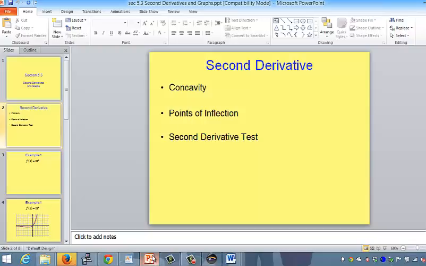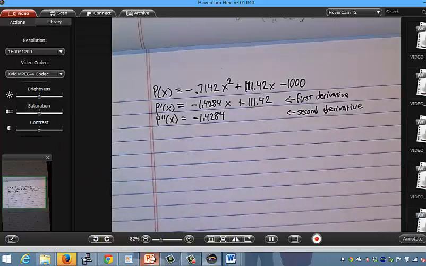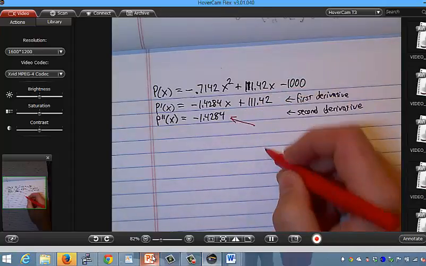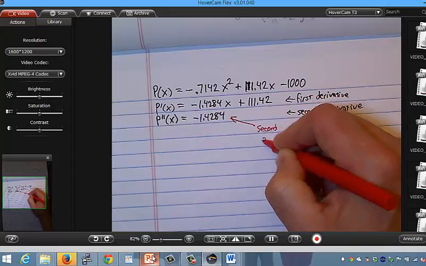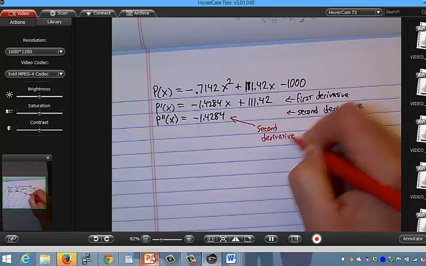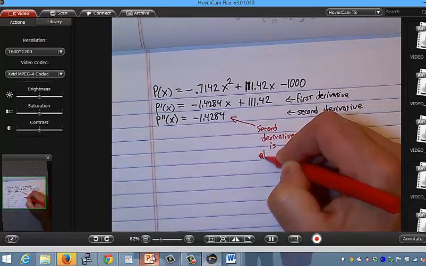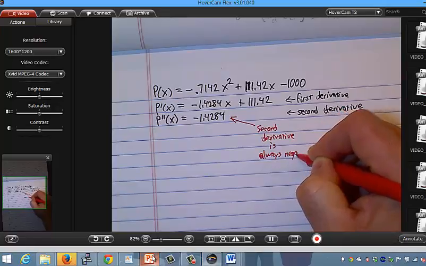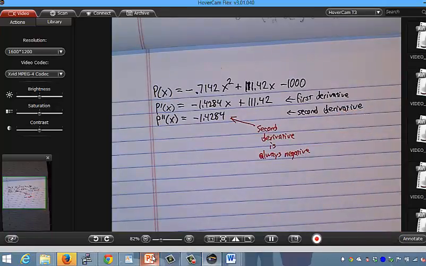So, maybe back to our example. Basically what happens is, because this second derivative is always negative, remember how in the first derivative test, I don't even care what the value of the first derivative is. All I care about is whether it is positive or negative. What did a positive first derivative tell you? The function must be increasing, because the slope is positive. And a negative first derivative means that the function is decreasing.